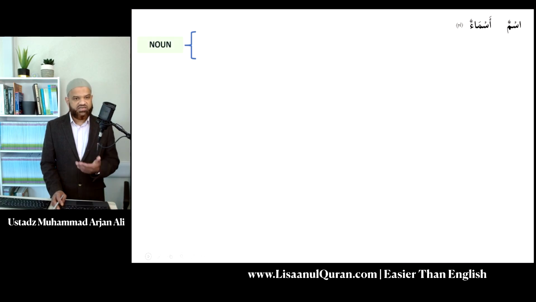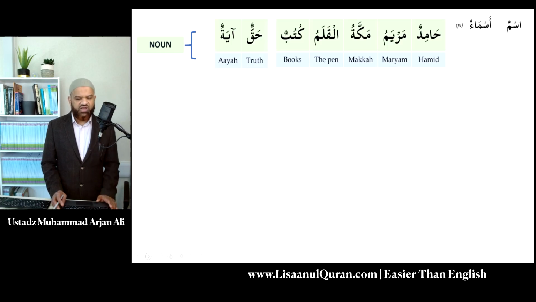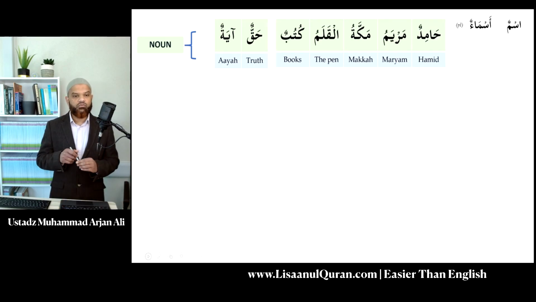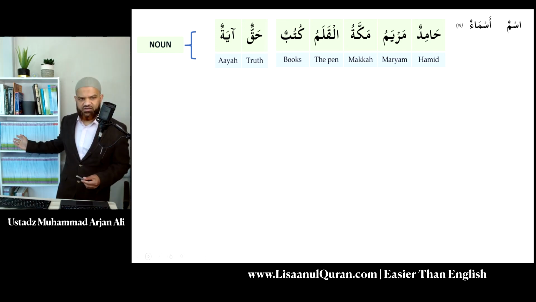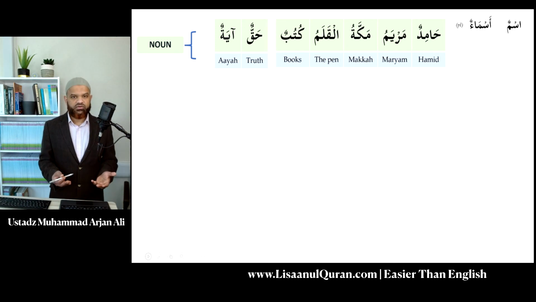So let's take a look at some examples of ism. I've categorized them according to English, just a few examples. So we have nouns, for example, Hamid, Maryam, Makkah. These are not translated into English because they're proper nouns. So Hamid is the name of a person, Maryam, name of a person, Makkah, name of a place. Then I have Al-Qalamu, the pen. And then I have Kutubun, books. Haqqun, truth. Ayah, ayah of Quran. So these are all nouns, common and proper nouns.